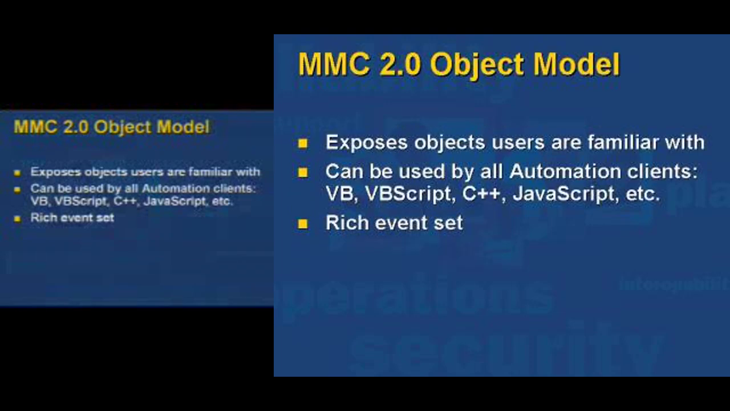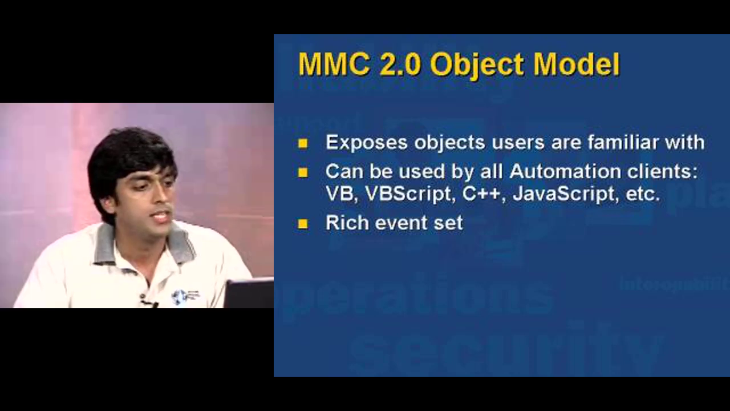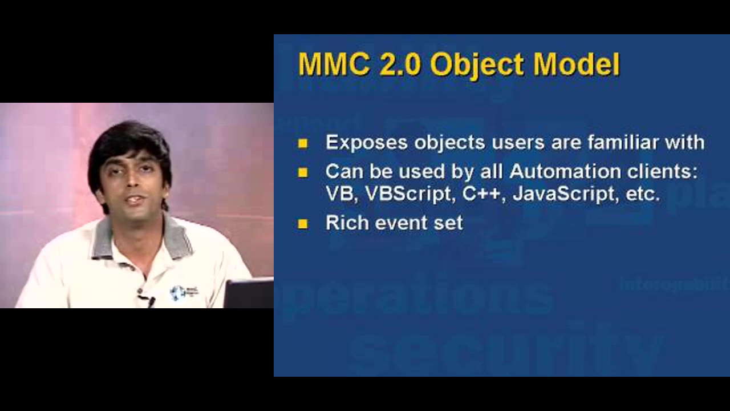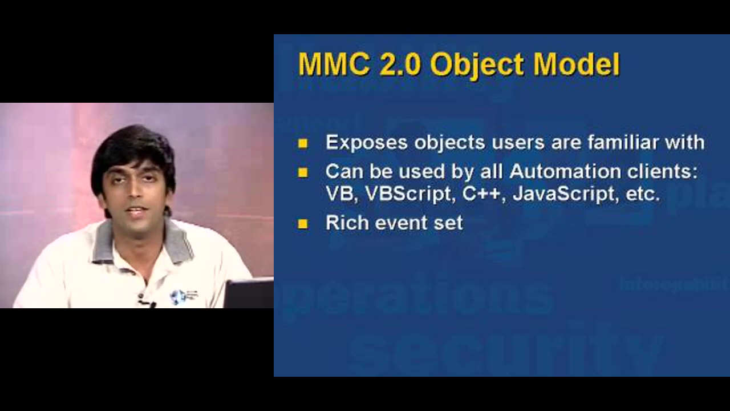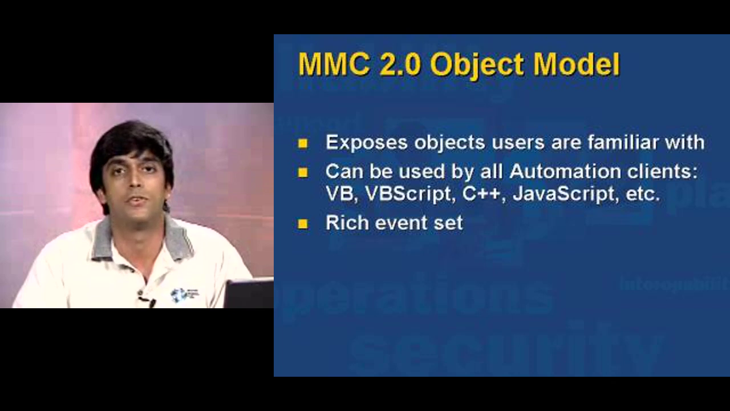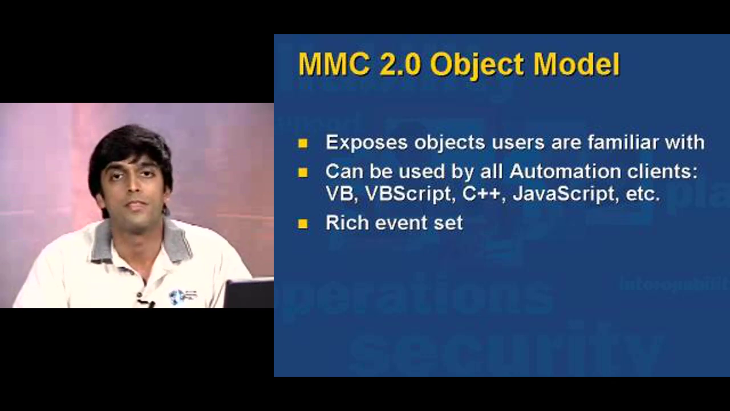The MMC 2.0 object model came as a response to a variety of needs expressed by users and by Snap-in developers as well. In MMC 1.2, we provided automation support for writing snap-ins through the VB designer. In MMC 2.0, this goes one step further by allowing MMC itself to be controlled through Visual Basic or through any other automation client. We expose a rich set of objects through the object model, as well as a rich set of events that can be used for script or for applications written in Visual Basic to react to things going on within MMC.